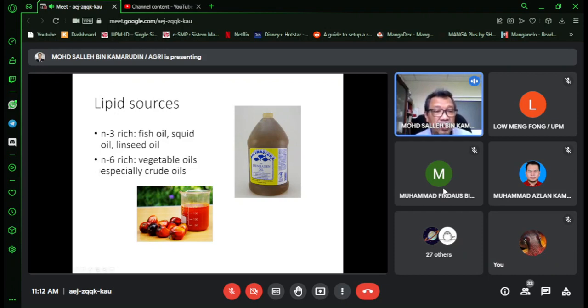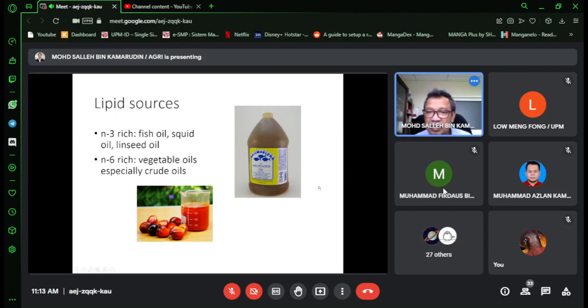Sources that are rich in omega-6 are the vegetable oils, especially the crude oils, and also fish oil. For example, we have menhaden and cod liver oil. Usually this oil is produced as a byproduct of the fish meal industry. When they produce the fish meal, they divide the product into fish meal and also fish oil.